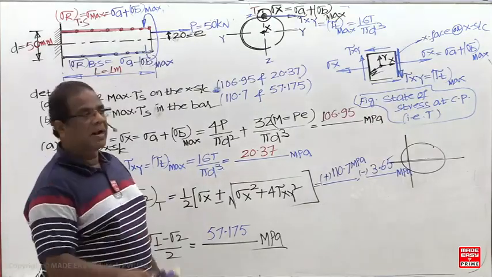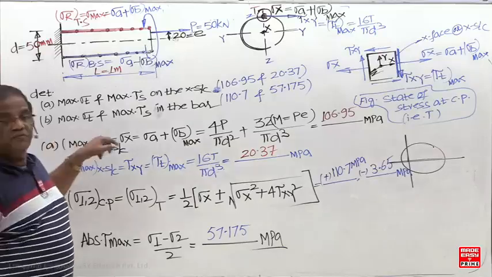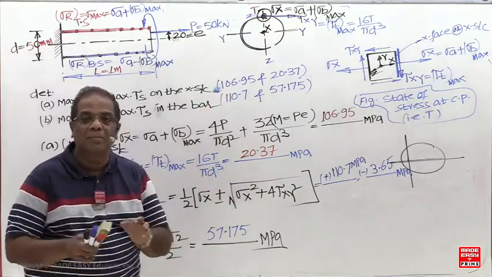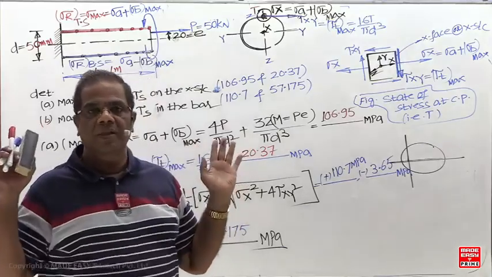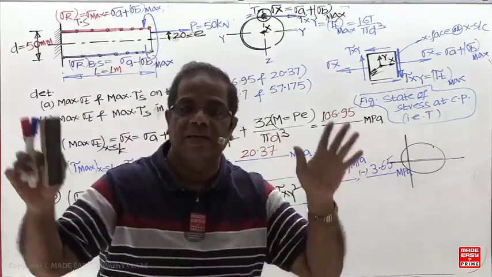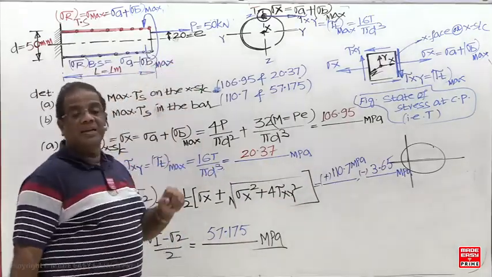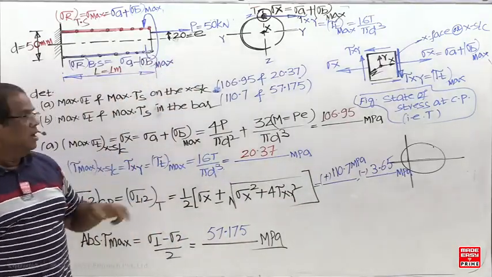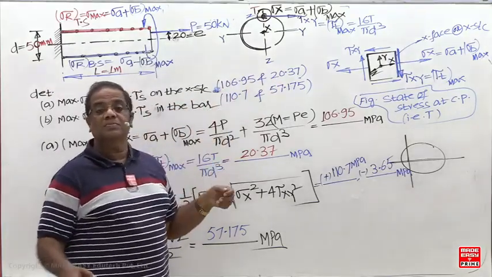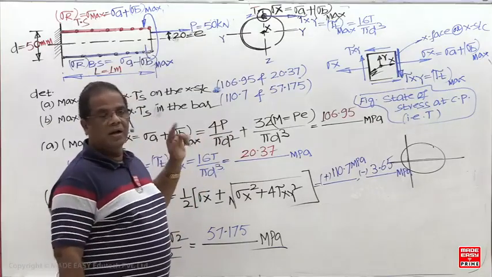Maximum tensile stress in the bar. Directly in the question they will ask the maximum tensile stress in the bar. 30% of students will go for 106.95. If principal stress is clearly mentioned they will do it. If you ask the same question, determine the principal stress, everybody does the calculation. But if you ask determine the maximum tensile stress and maximum shear stress, everybody is going for these answers. Maximum tensile stress means they will take what? Should be careful.